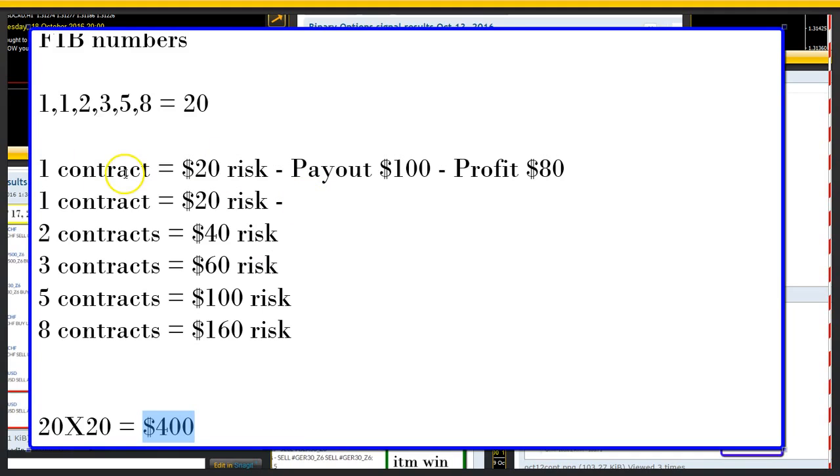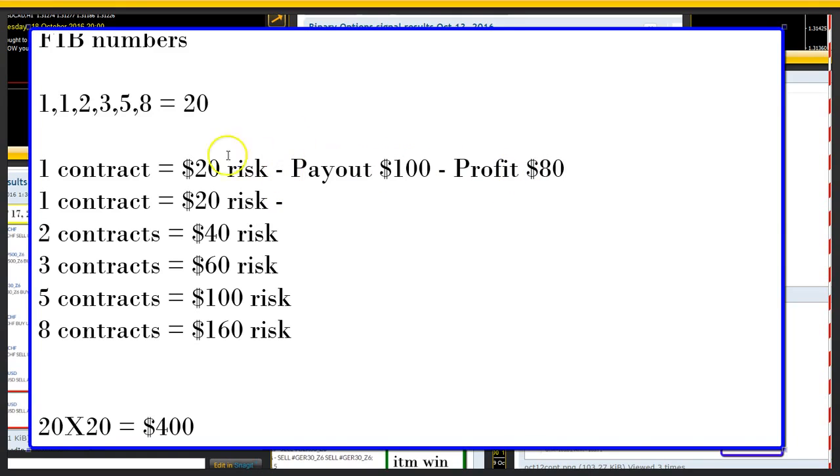However, let's say there's a series of trades that come out, and then you decide, okay, I'm going to start my trade series now. Whenever I get an OTM win, it starts the whole series over. And if you put on one contract for $20 risk, we'll go high with $20 risk, and the payout is 100. Your profit is 80. Okay, your profit is 80. If you win, the series starts over.